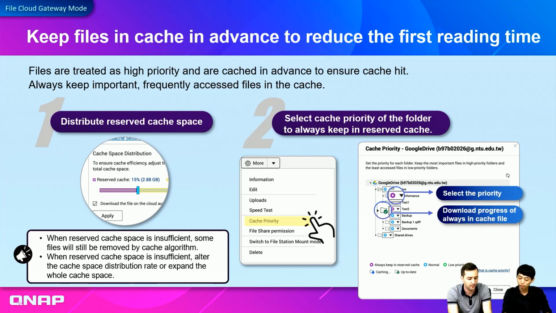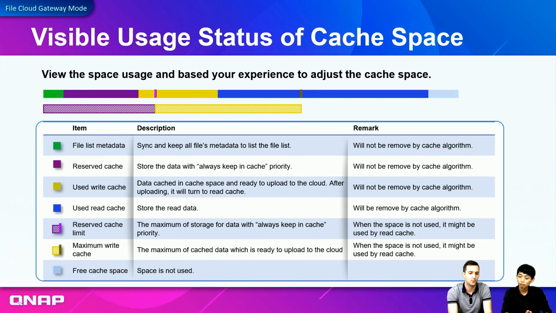All right. And the next one would be the visible usage status of the cache space. So we have this bar, which shows green first. It is the file list of the metadata, where we keep all files' metadata synced in the list. And the actual violet, what color is that one? Is it violet? Okay. Purple, right? Reserved cache space. So this is the important part that we want to talk about.